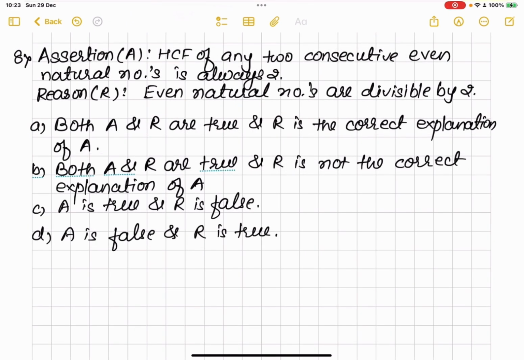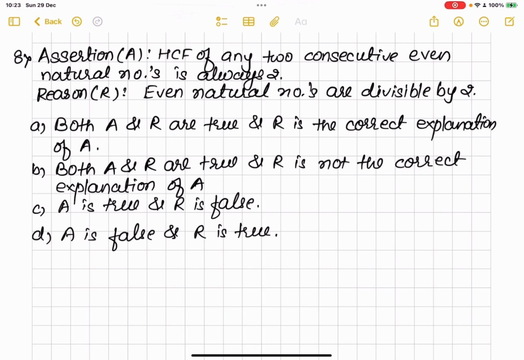Now next is assertion and reason. Assertion A says HCF of any two consecutive even natural numbers is always 2. Reason says even natural numbers are divisible by 2. Option A is both assertion and reason are true, and reason is the correct explanation of assertion. B is both assertion and reason are true, and reason is not the correct explanation of assertion. Third one says assertion is true and reason is false. Fourth one says assertion is false and reason is true.